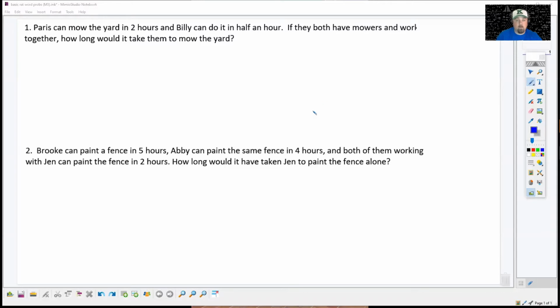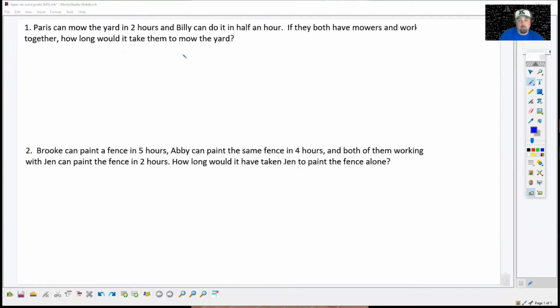Today we are going to talk about some basic rational application word problems. So these are basic rate of time to accomplish a task. So here it says Paris can mow the yard in 2 hours and Billy can do it in a half an hour. They both have mowers and work together. How long would it take them to mow?